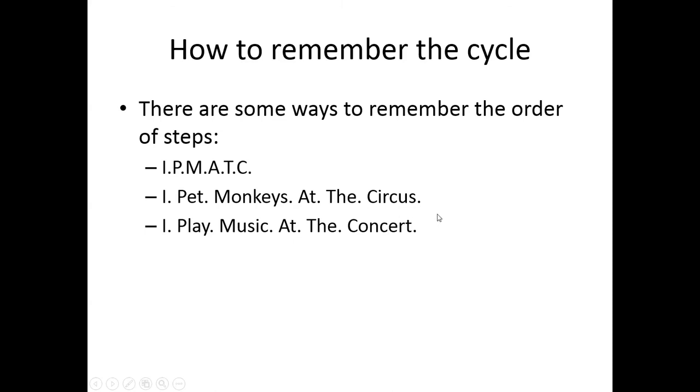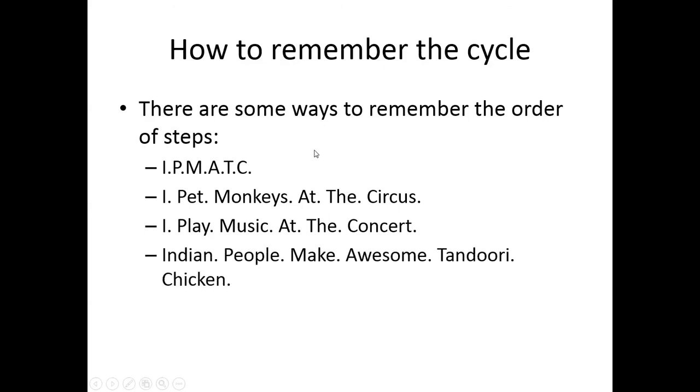Now, my favorite one, and I think a student came up with this 6 or 7 years ago, is Indian people make amazing tandoori chicken. And that's the one I remember. Indian people make amazing tandoori chicken. Right? Interphase, prophase, metaphase, anaphase, telophase, cytokinesis. Indian people make amazing tandoori chicken. And that's just a funny way of remembering the cycle. Right? And you can try making your own.